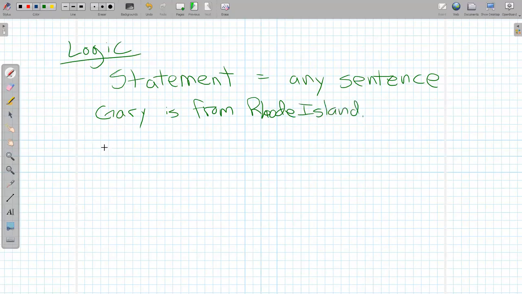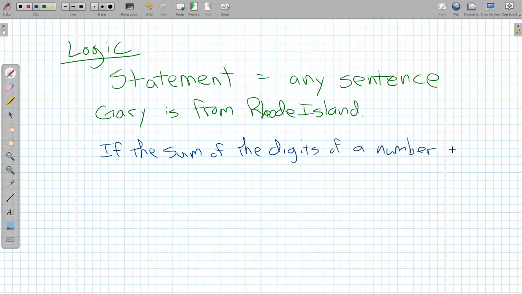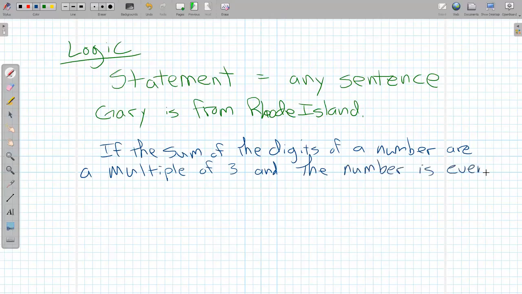So for example, if the sum of the digits of a number are a multiple of 3, and the number is even, then the number is divisible by 6.